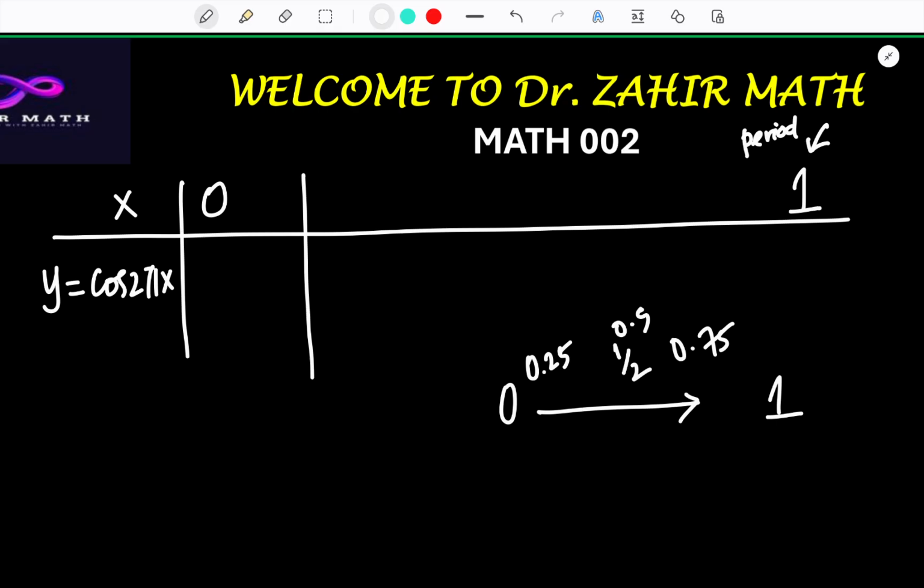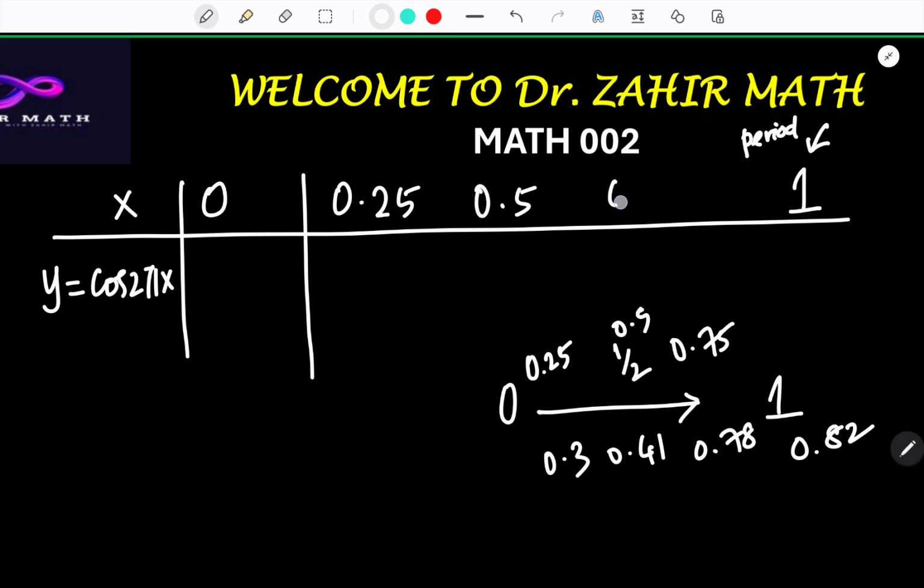You can choose your own points, but if you choose, for example, 0.3, 0.41, 0.78, 0.82, something in between 0 to 1, your graph doesn't look nice. So always take the standard points. Okay, right. So let's take 0.25, 0.5 and 0.75 and 1.